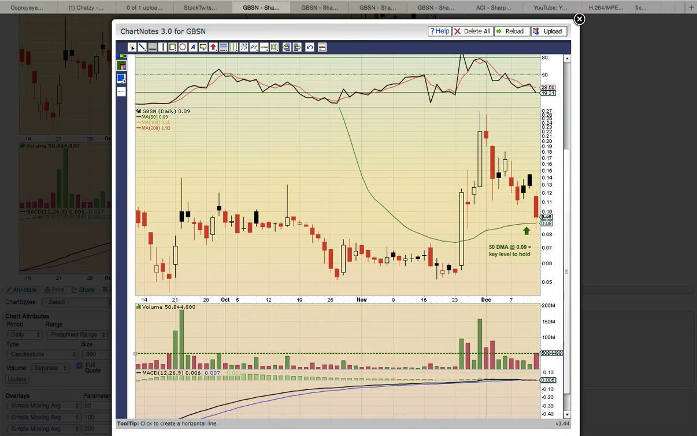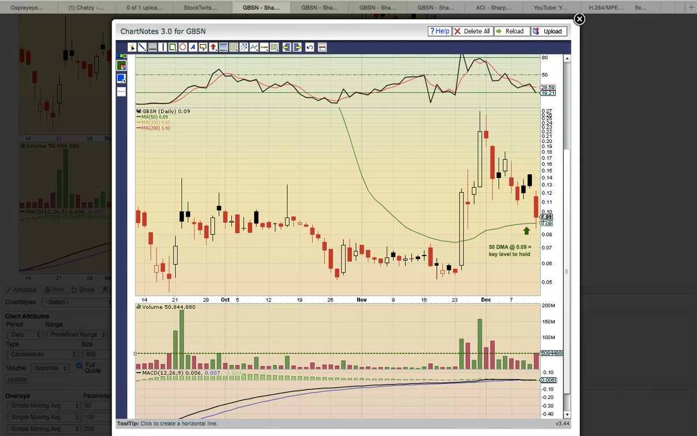There was a bounce off of the 50-day moving average at 0.09. That is the green line on this chart, and that is the line in the sand. That is the key level to hold. As you can see, there were bounce players. This lower wick on Friday's candle shows bounce players loading off the bottom.